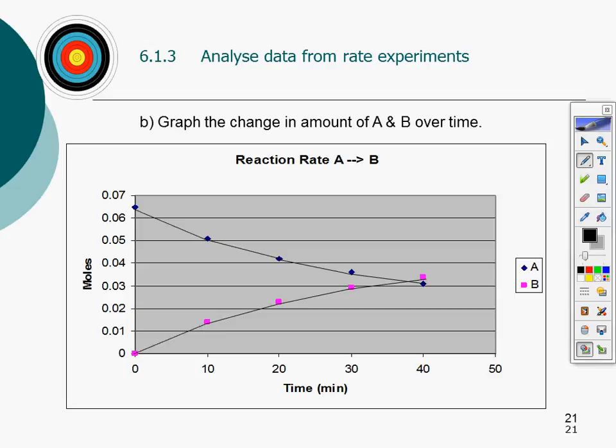You don't have to match the lines exactly, just draw two lines there. All right.